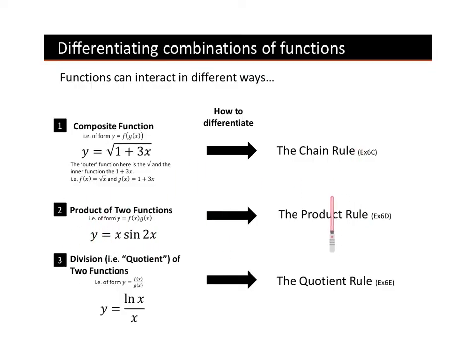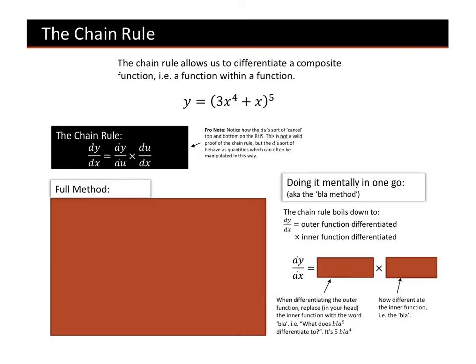The product rule, and repeat after me: v du plus u dv. And then we have the quotient rule: v du minus u dv over v squared. Okay then, so chain rule, nice and easy.